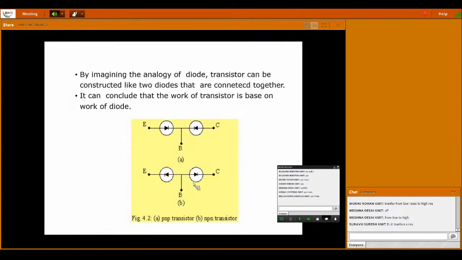So next, now let me first analyze our transistor.